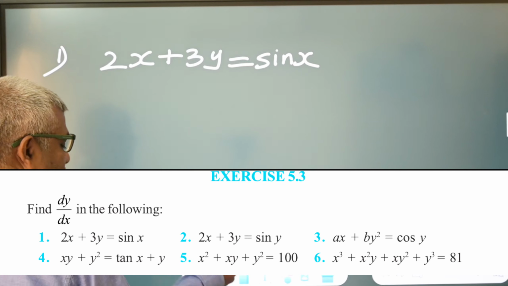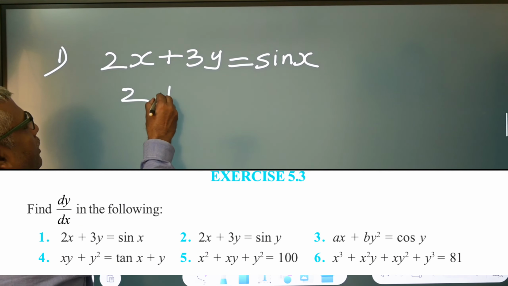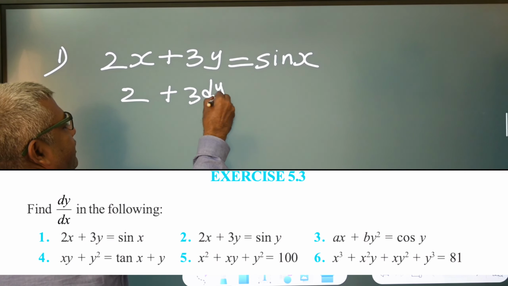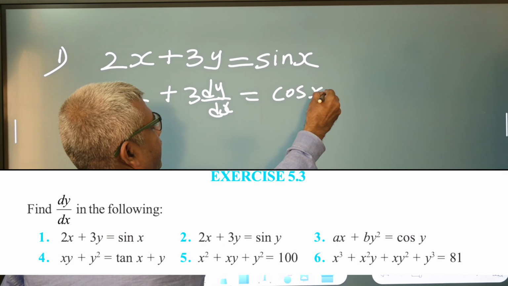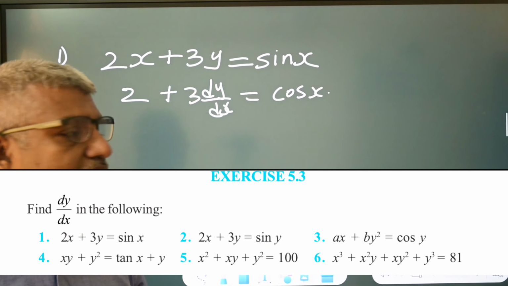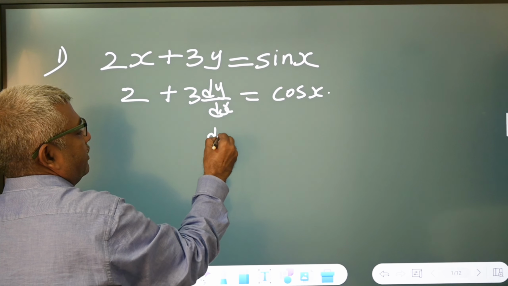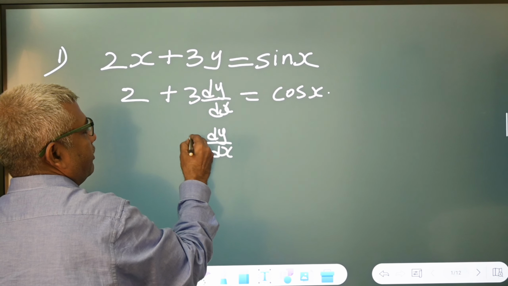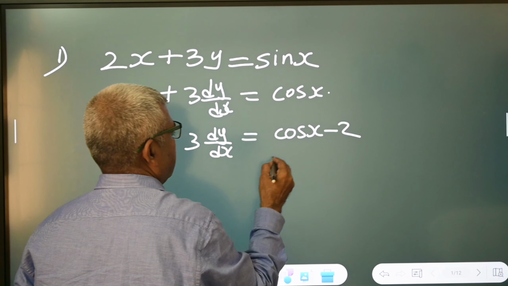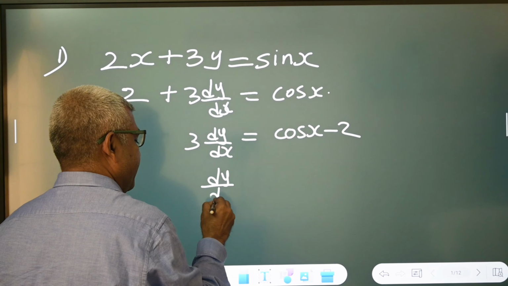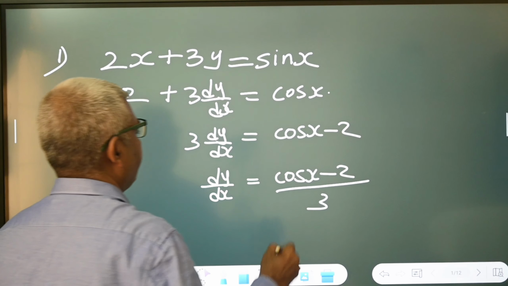x, if we differentiate, 1. So 2x is 2. 3 dy by dx equal to sin x, if you differentiate, cos x. Now we want only dy by dx. Make dy by dx the subject: cos x minus 2. Then the next step, dy by dx is equal to cos x minus 2 by 3. Got it?